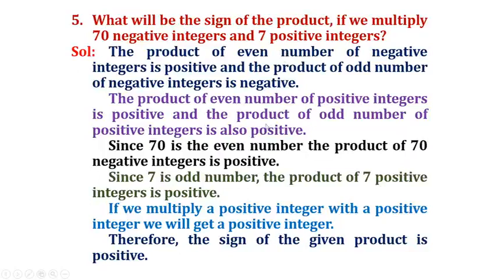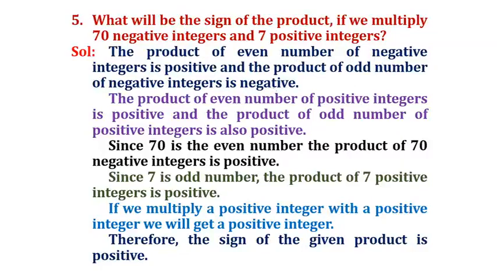Already we learned in the previous class how to multiply numbers having an even number of negative numbers and an odd number of negative numbers. So this is also the same. Here I am writing this property. The product of an even number of negative integers is positive, and the product of an odd number of negative integers is negative. What is the meaning of this?